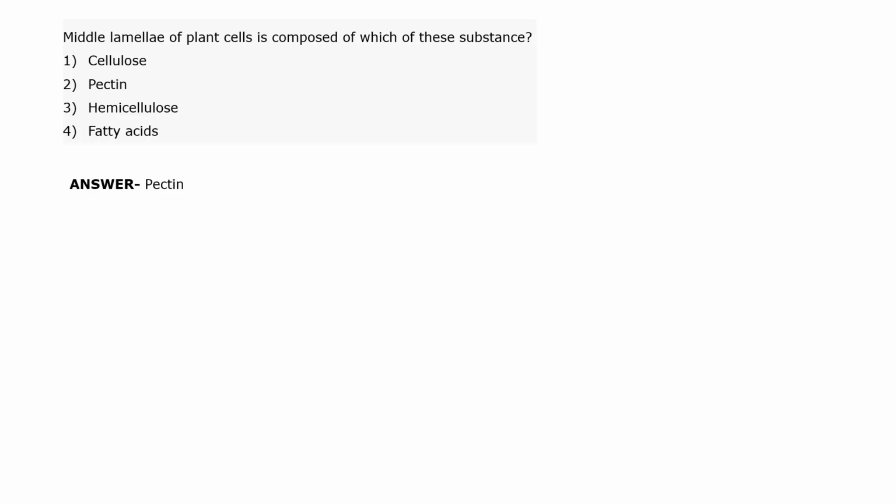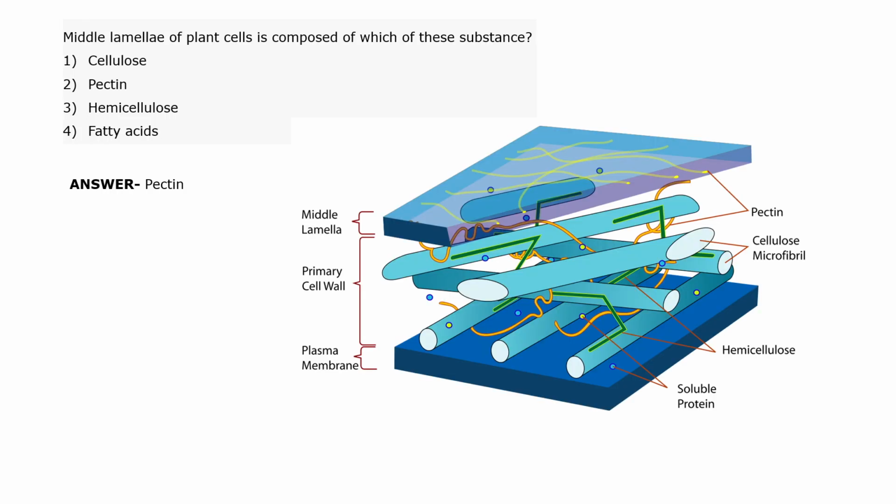The answer to this question is option number 2, pectin. You can see this structure, right? There is a plasma membrane, followed by the primary cell wall, the middle lamella, and the secondary cell wall, which is also present in some cases. Majority of the time, the first two are present. In the primary cell wall, cellulose is present, along with hemicellulose. Cellulose and hemicellulose exist as polymers, which is why it's called a cellulose microfibril. Hemicellulose is usually branched in nature, and other soluble proteins are also present there.